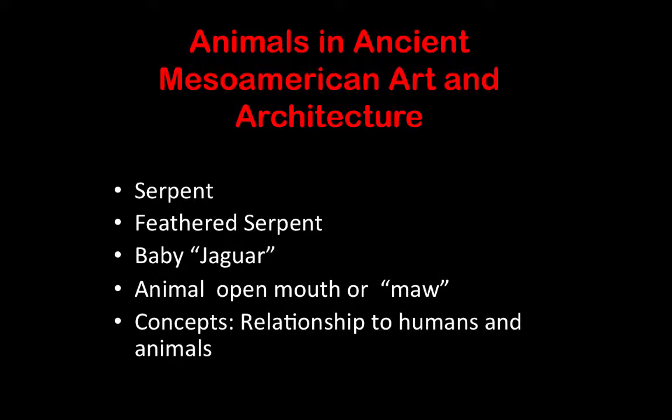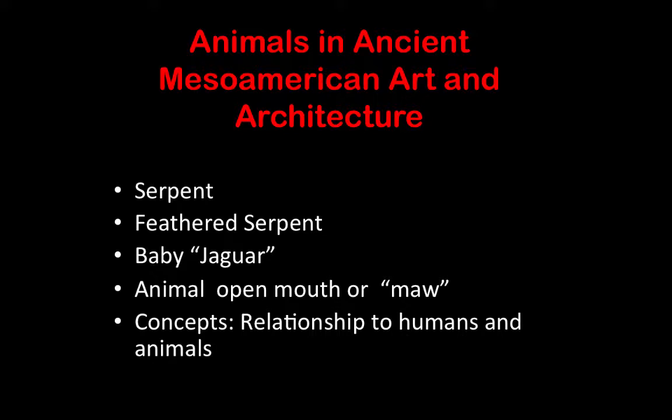This slide, again, is a repeat of what I just said, but gives you a more detailed understanding of the actual iconography that I'm going to be discussing in this short video lecture. The first will be this idea of the serpent. The second will be the idea of this feathered serpent. Another concept often seen in conjunction with serpents would be a baby jaguar image. And then there's the open mouth or maw imagery that is a frame for a location or a frame for movement or transformation between states of being.